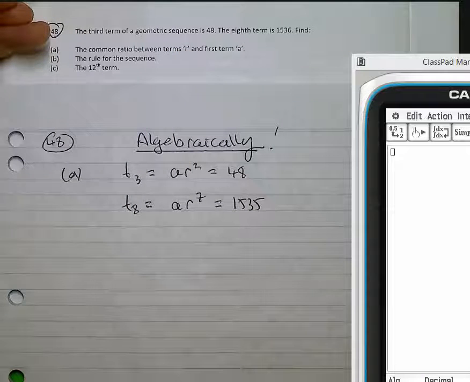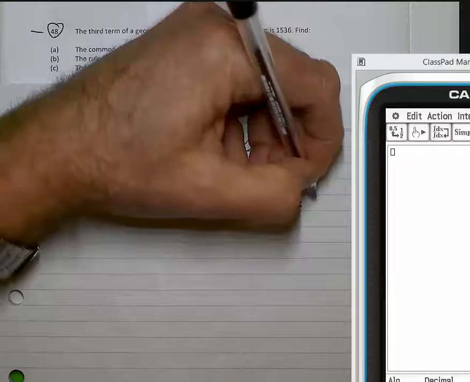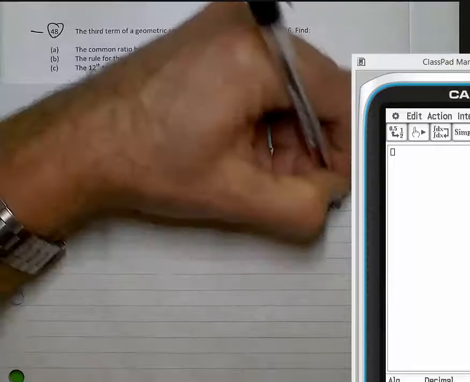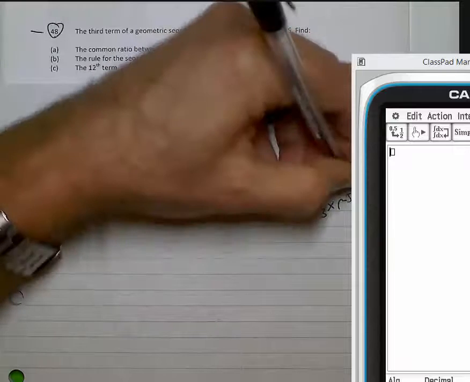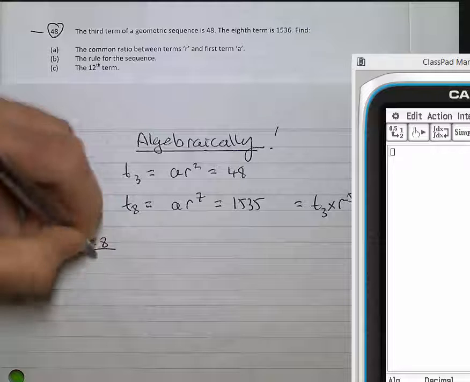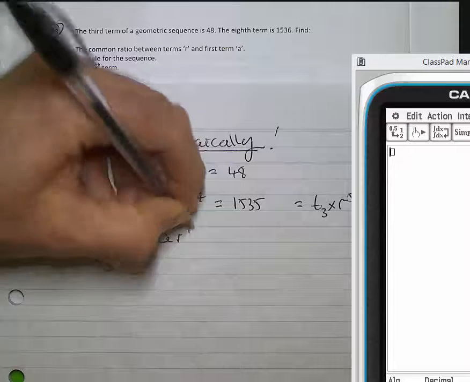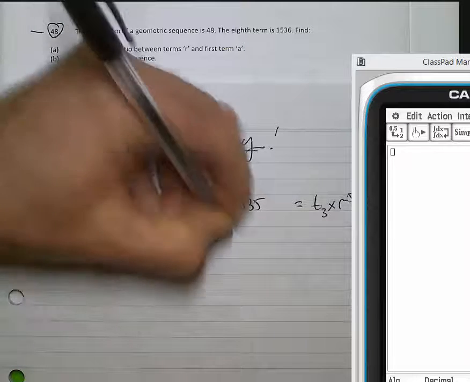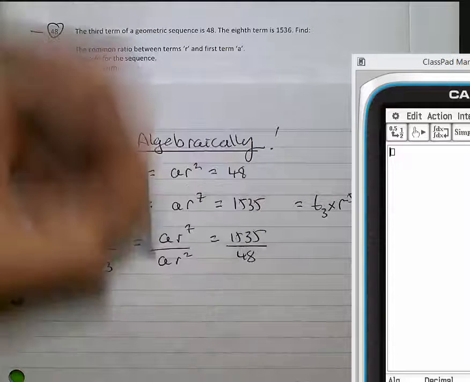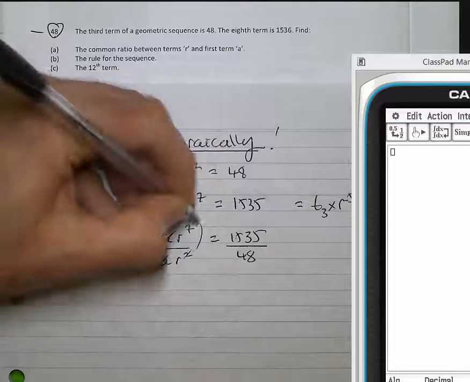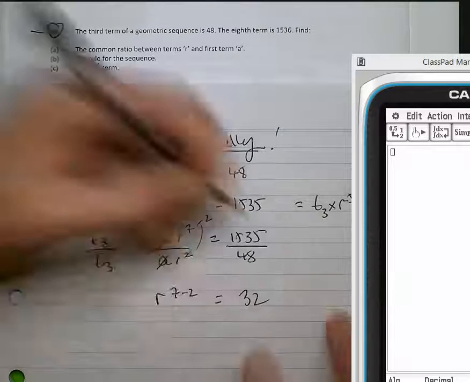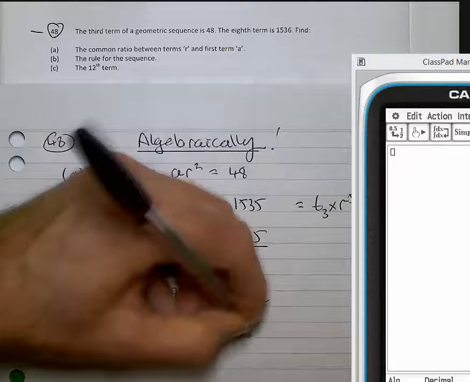1536, or some people like doing it this way. I'm not really that keen on it. That's T3 times r to the power of 5. Now, when I divide T8 by T3 using some simple index laws and a bit of division, the a's cancel, the 7 minus 2, so it becomes r to the 7 minus 2, and I've done that division, which is 32. So r to the 5th is 32.